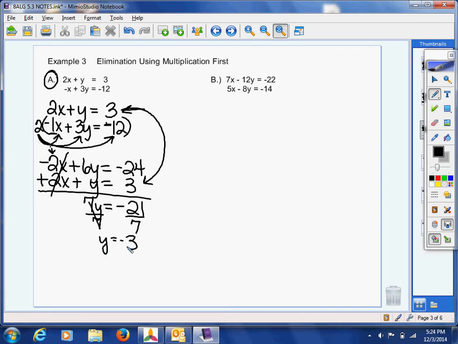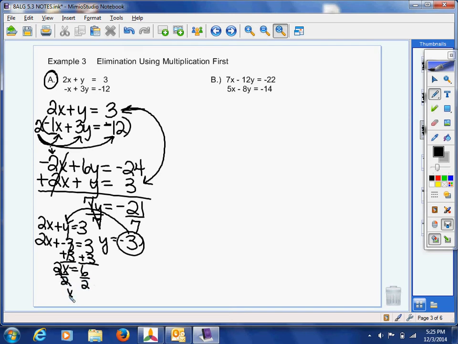Then you just need to go back up to the original equations and make a decision. Which equation do you want to plug into? Well, 2x plus y equals 3 looks good to me. So I'm going to take that negative 3 and plug it in for y. 2x plus negative 3 equals 3. So now I'm going to add 3. I've got 2x equals 6. And then divide each side by 2. Oh, that's wonderful. x is 3. So our point of intersection is 3, negative 3. And that's elimination, if we chose to get rid of the x's.